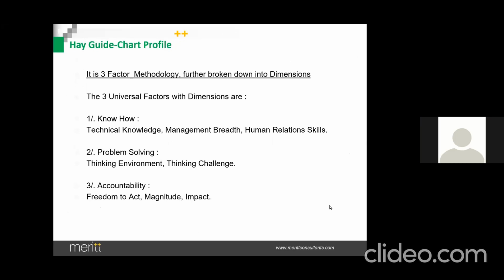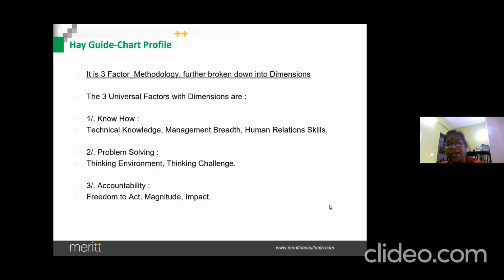Now, you must have heard there are methods like Hay, Mercer, Hewitt. All these are patented methods, like for example, Hay. Essentially, all of them use the point method. But all of them have what we identified as compensable factors. Then we created the point plan.